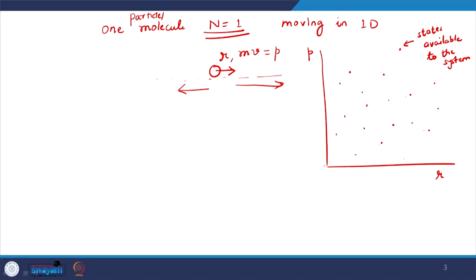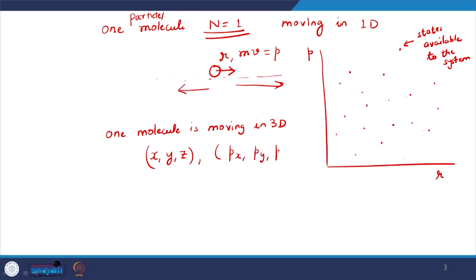Now, let us imagine that this molecule is moving in 3D. Now, we will have 3 variables characterizing the position of the particle and 3 variables characterizing the momentum of the particle. Now, if I start thinking along these lines, then position-wise the particle can be anywhere, and similarly momentum-wise the particle can be anywhere.